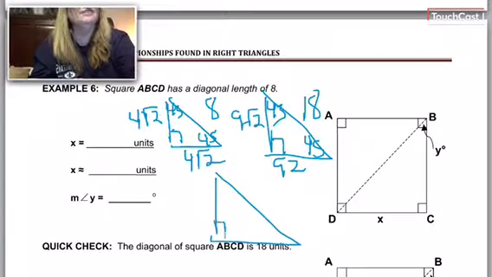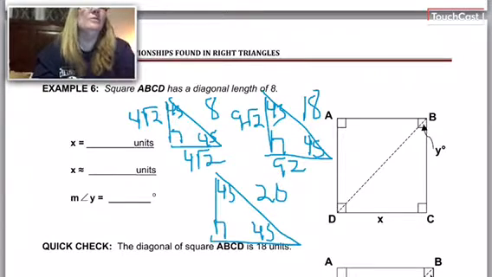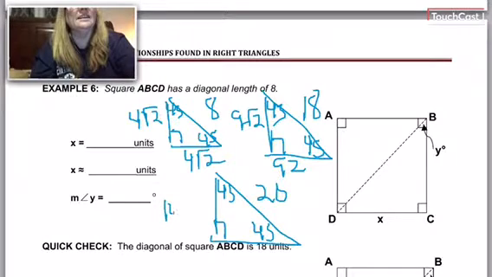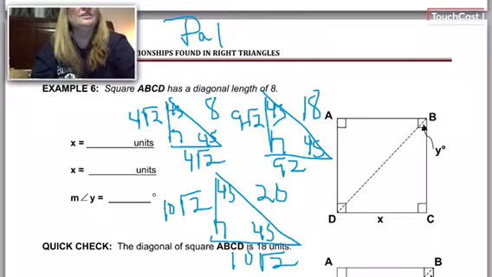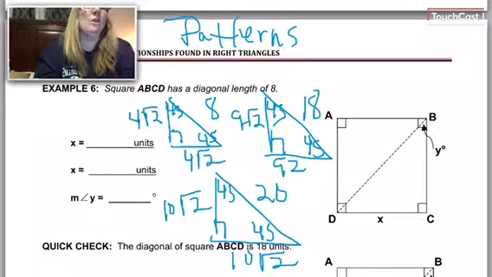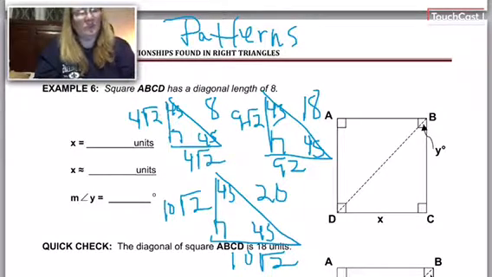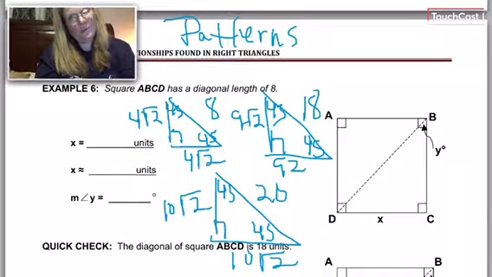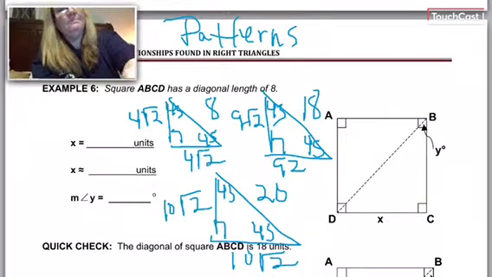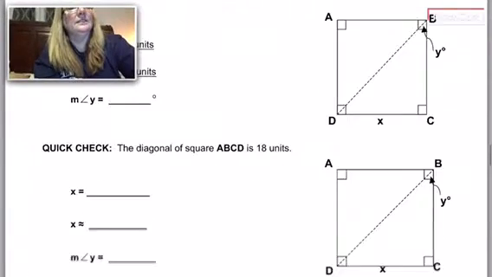So if this is 45, 45, 90, and if this is 20, what do you think the side's going to be? It's going to be half of 20, which is 10, times the square root of 2. So hopefully you'll start seeing why this is called patterns and relationships found in right triangles. These patterns are always going to exist in these triangles that have measurements of 45, 45, and 90 degrees for their angles. Okay, so let's look at what's next.